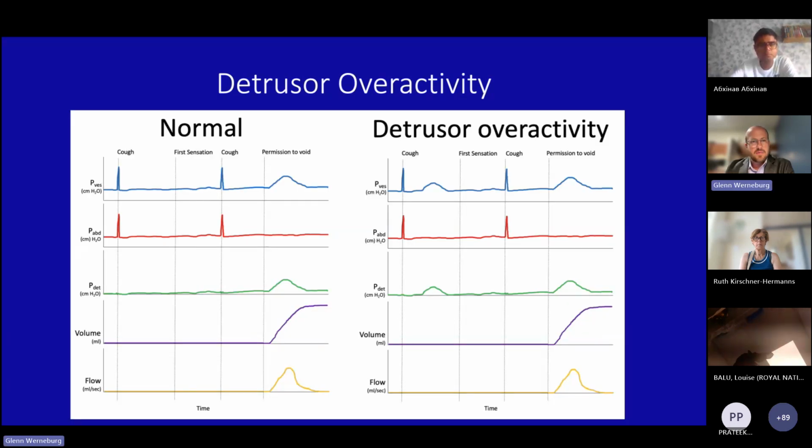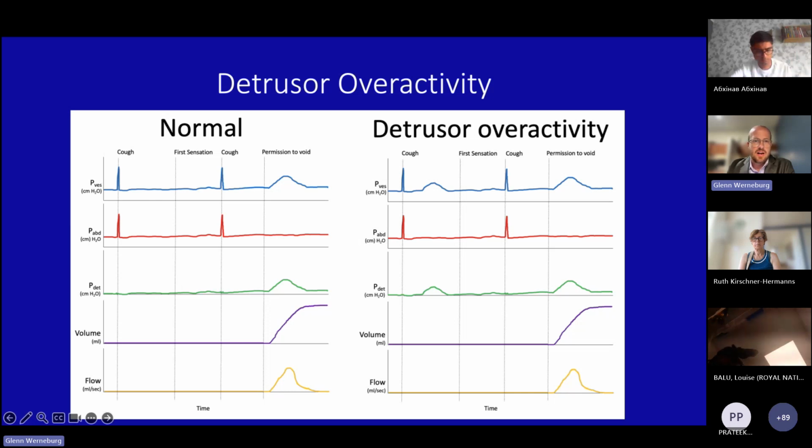I'd like for you to pay attention to this particular slide because you'll see something similar again on the quiz. So again, here's a normal tracing, panel on the left here. You can see that there's a cough. This is typically a control. Patient coughs, the PVES goes up and the P abdomen goes up, but they go up at the same amplitude. So when you add these, or basically assume one is negative and you add them together, you get the difference, and p-det is essentially 0.